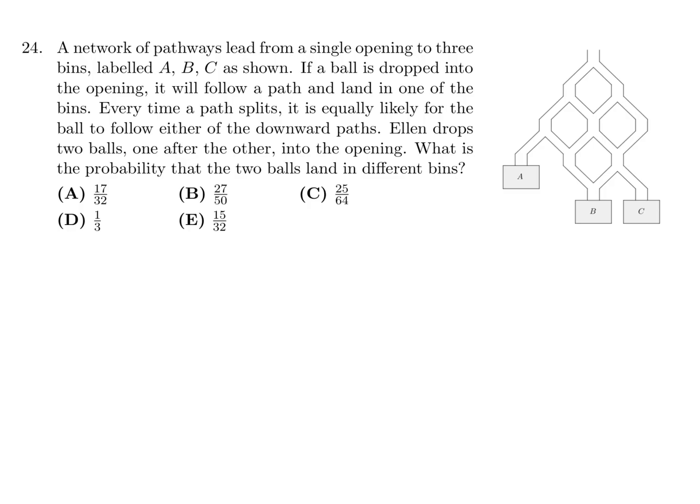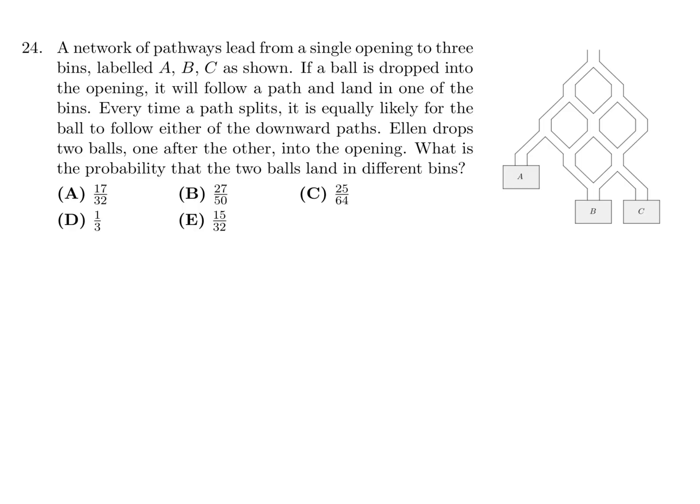A network of pathways led from a single opening to 3 bins labeled A, B, C. If a ball is dropped into the opening, it will follow a path and land in one of the bins. Every time a path splits, it is equally likely for the ball to follow either of the downward paths. Ellen drops 2 balls, one after the other, into the opening. What is the probability that the 2 balls land in different bins?